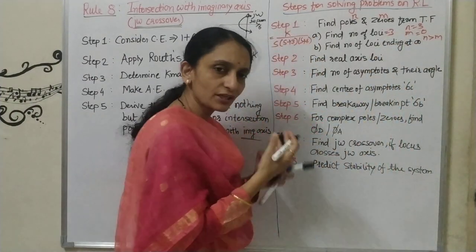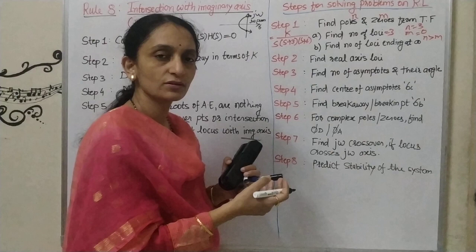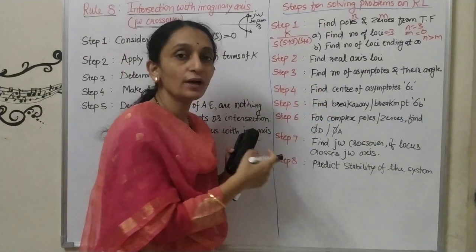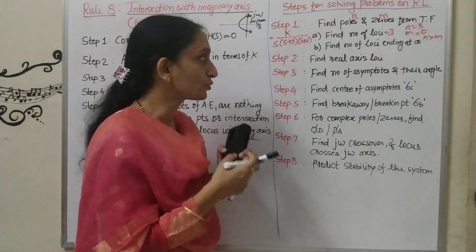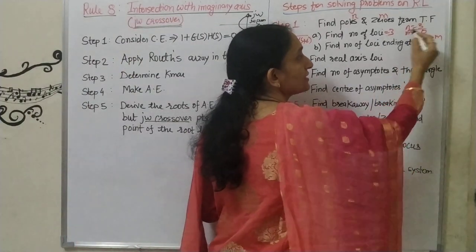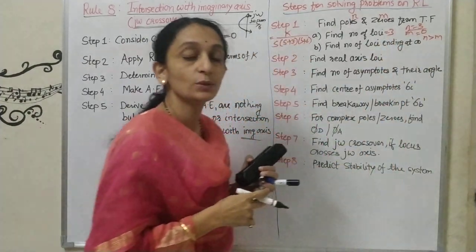Whichever is greater, suppose m is greater, then the total number of root locus will be equal to m. Suppose n is greater, so the total number of root locus will be equal to n. So here we know that n is 3, so the total number of root locus is equal to 3.